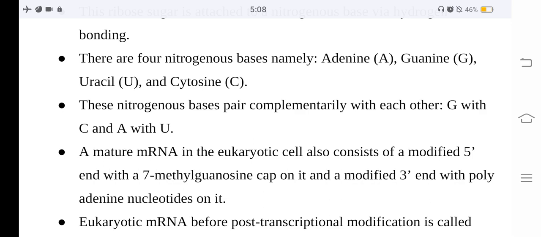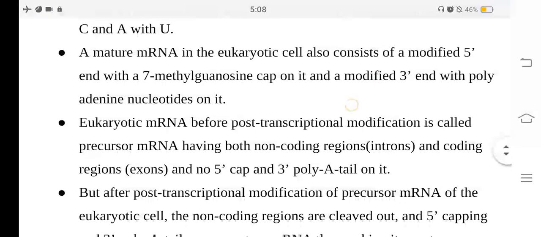A mature mRNA in the eukaryotic cell also consists of a modified 5' end with a 7-methyl guanosine cap on it and a modified 3' end with polyadenine nucleotides on it. Eukaryotic mRNA before post-transcriptional modification is called precursor mRNA, having both non-coding regions or introns and coding regions or exons, and no 5' cap and 3' poly A tail on it.